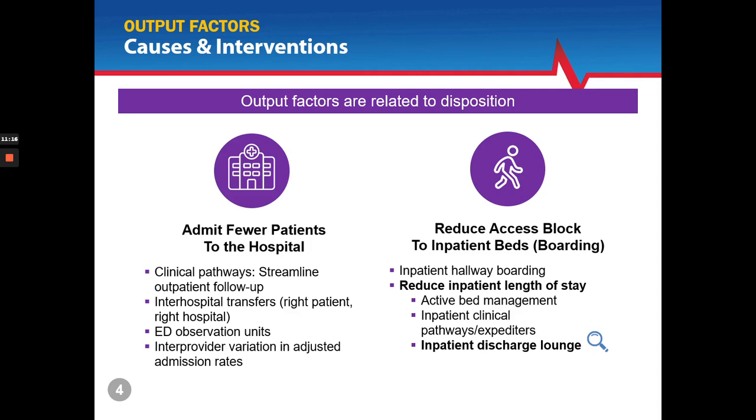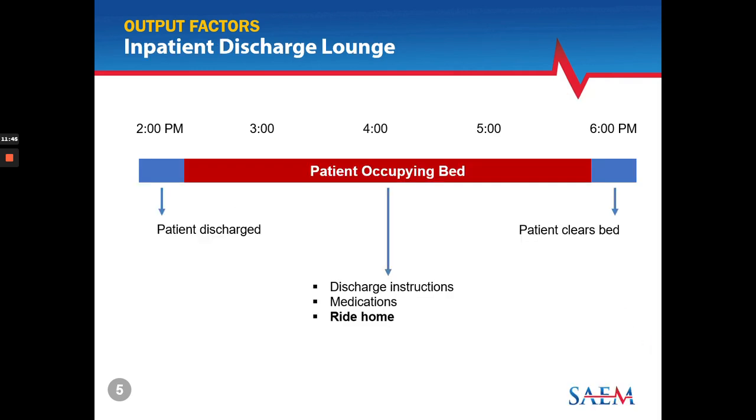The other category of intervention relates to reducing ED boarding, or in other words, figuring out how to get patients upstairs faster. One thing you can do is just move patients who are boarded in ED hallways upstairs to inpatient hallways, and we're going to take a look at that in depth in a moment. Another category of interventions has to do with reducing inpatient length of stay, and let's take a look at this in more depth with a specific intervention, the Discharge Lounge.